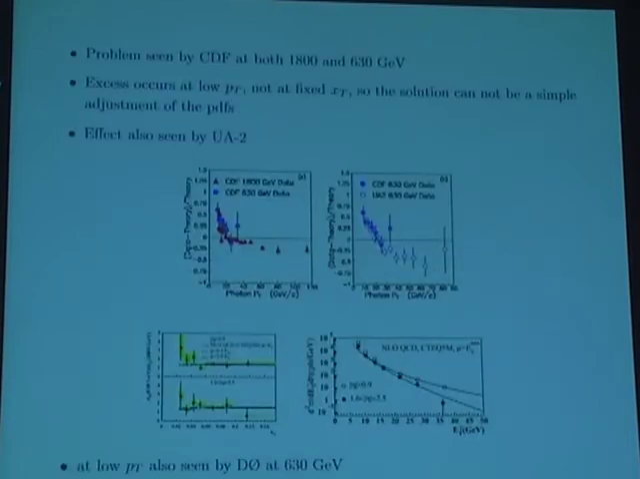All right, let's look a little closer at the 630 data. Here you see the 630 CDF data are blue, 1800 are red. Interesting. Looks like there's an excess here, at both energies. Toss in some UA2 data, and it looks like the same sort of behavior. It looks like the data have a steeper dependence in transverse momentum than the theory. Same thing here for D0 at 630. Looks like the rapidity dependence is about right, but the PT dependence is a bit more.